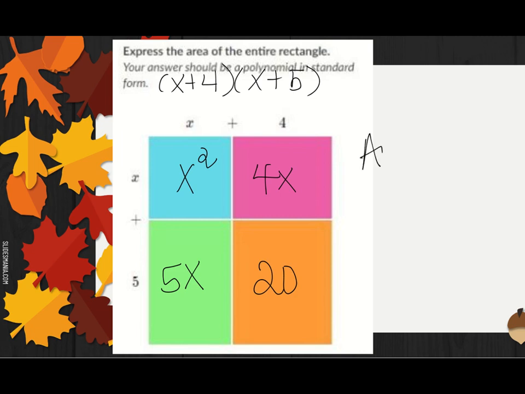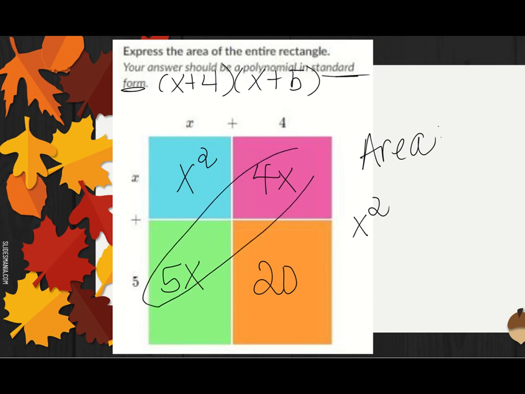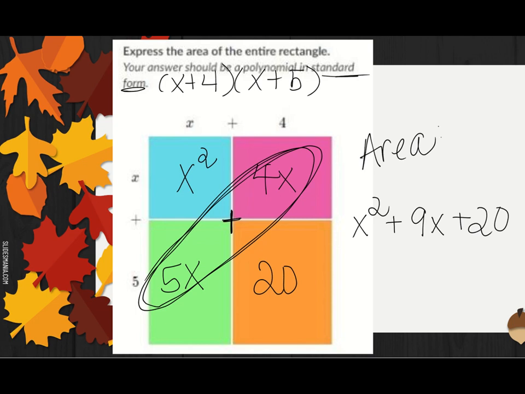So we want to find the area. So we have x squared, because we always want to write this in standard form. So we have x squared, because that's our largest exponent. But then we have two x terms. So whatever's on the diagonal is always going to get added together. So we have to combine these because they are like terms. So 4x plus 5x is going to give us 9x. And then 4 times 5 gave us 20. So that's going to be our constant term. So this here would be our area, or these two binomials or polynomials multiplied together.